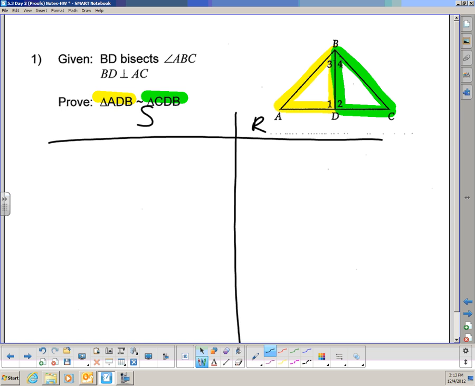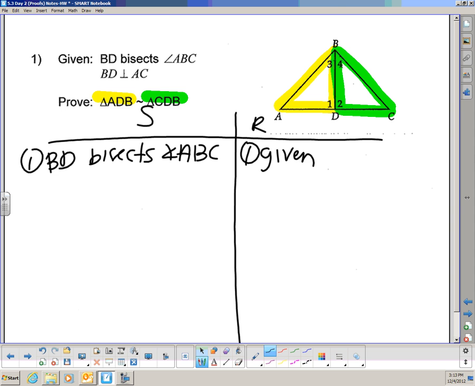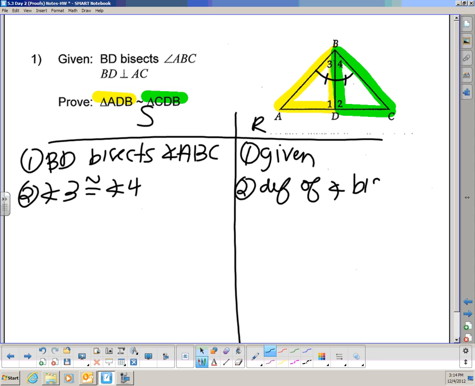Alrighty. So we've got BD line segment bisects angle ABC. We know that's true because it's given. If we look for angle ABC, that's up here at 3 and 4. So then we can say angle 3 is congruent to angle 4, and that's because of the definition of an angle bisector. We've used that given, and then the next given that we need to work with is line segment BD being perpendicular to line segment AC.